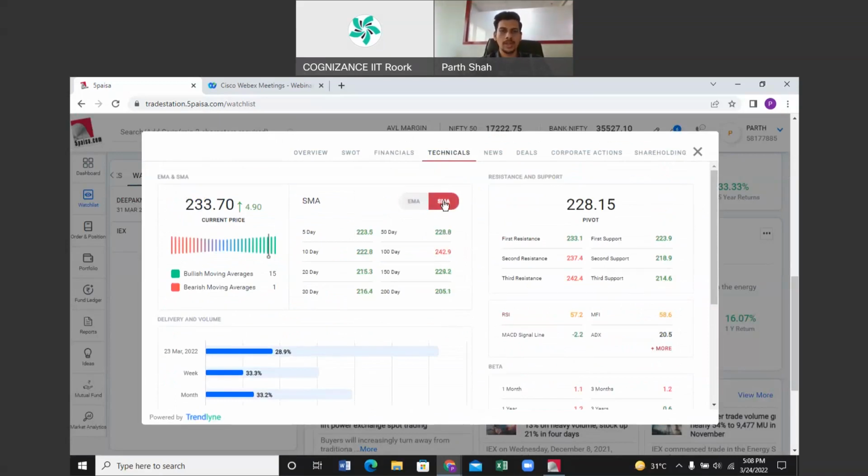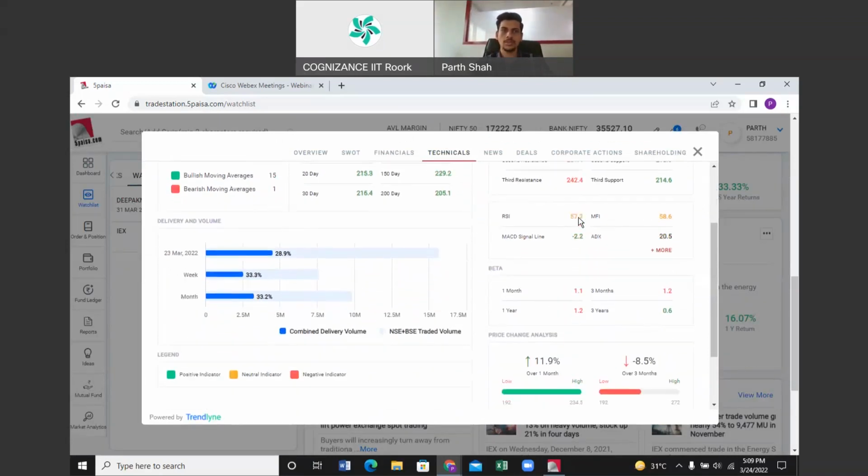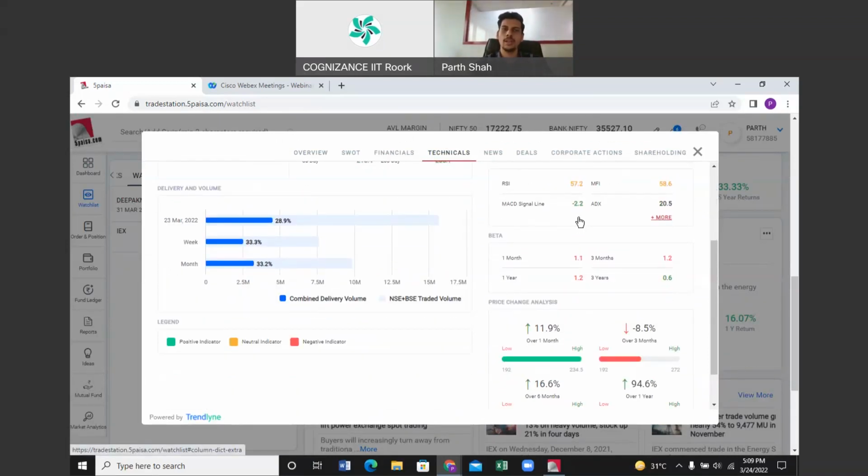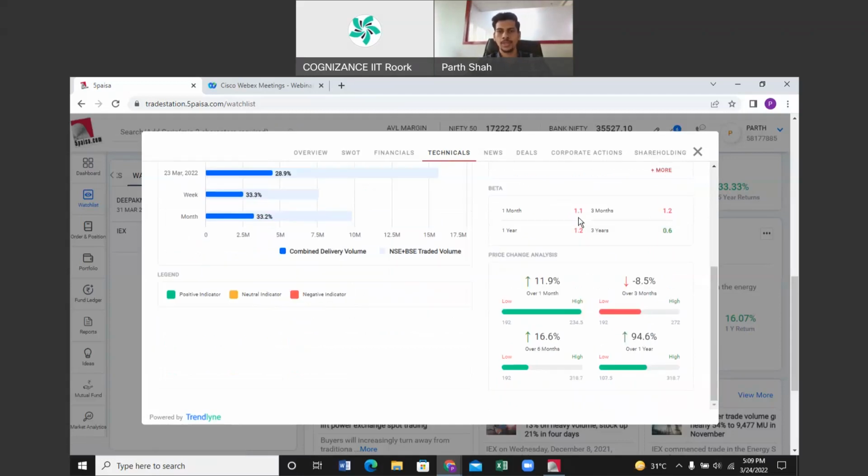How would the simple moving average look? What are the P1, P2, P3 pivot points? So where the stock is going to resist, where is the support for this particular stock? There's everything with respect to delivery and volume. Everything you can see here, right? You can also do the price change analysis with respect to volume.